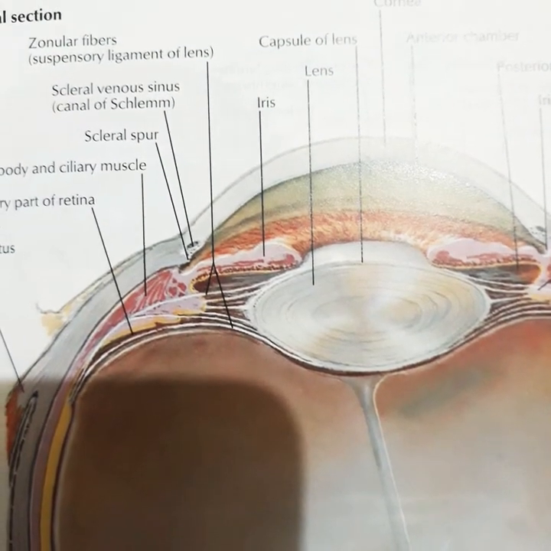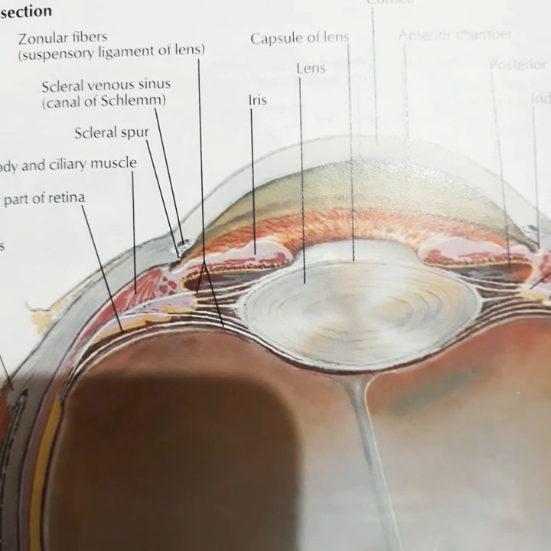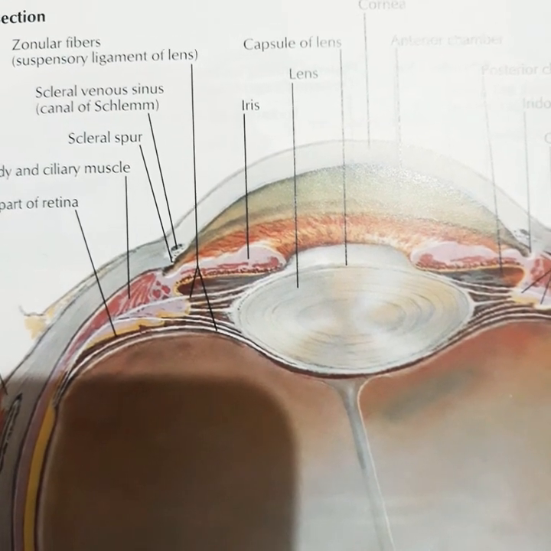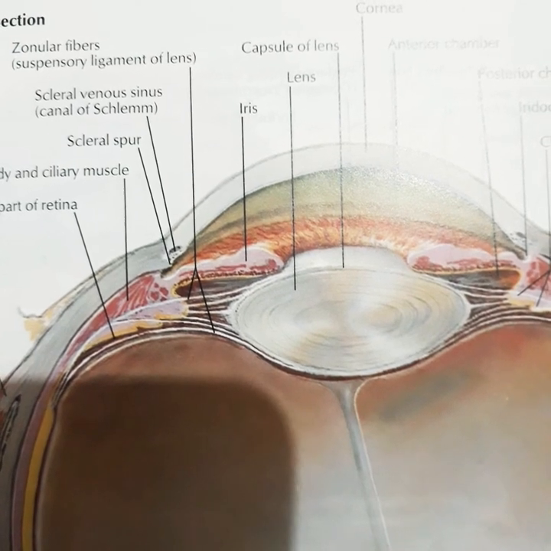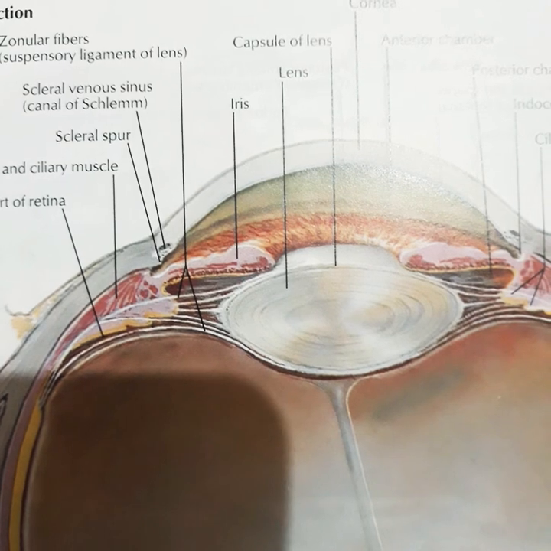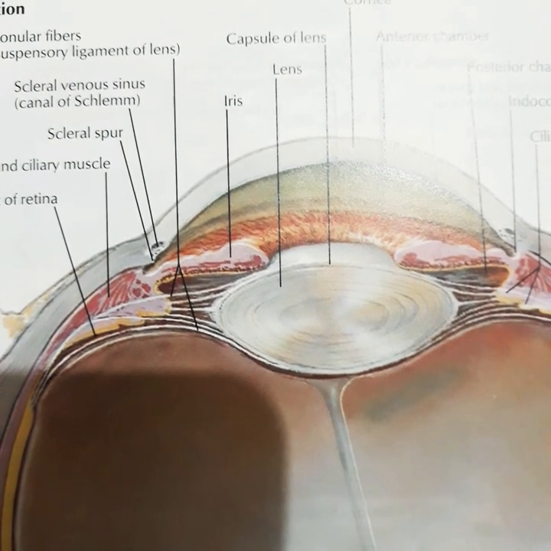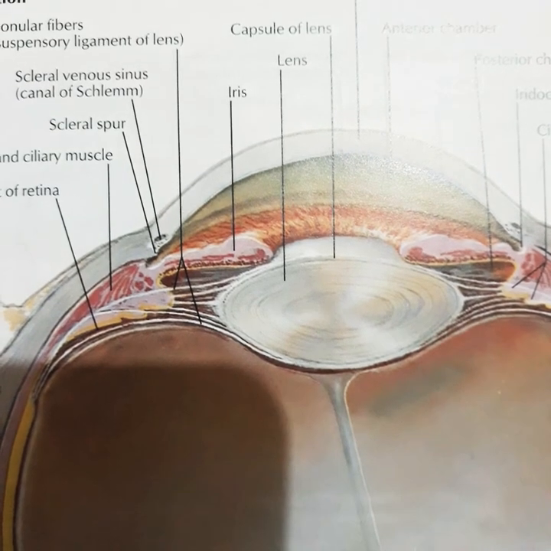Function of lens: refraction and accommodation. Refraction to focus the rays of light on retina. Accommodation means the mechanism by which the eye changes its focus from distance to near images, or the mechanism by which the eye brings near objects into focus.